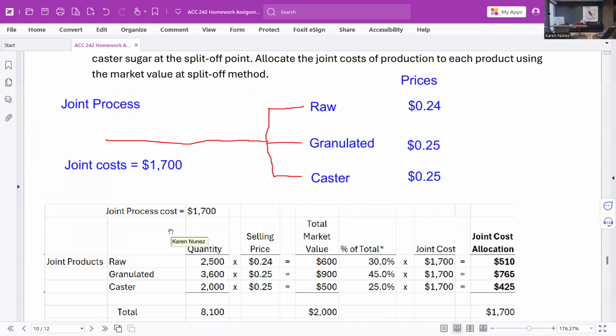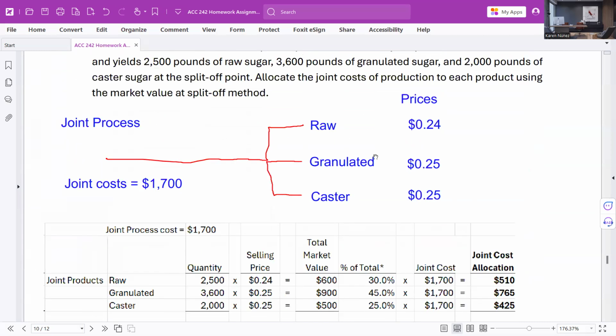Okay. So we have these three products, the raw sugar, the granulated, and the castor. And we need the quantities. The only thing is I didn't put quantities up here, but let me go ahead and make a note of that. I should have done that. So the quantity, the pounds: we have 2,500 pounds of the raw. We have 3,600 pounds of the granulated, and we have 2,000 pounds of the castor.